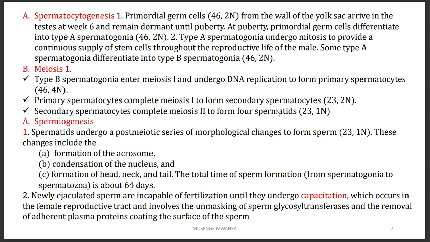So when we form the spermatids, these are not that mature. Even if they are already sperms, they need to undergo some morphological changes, changes in their structure and in their shape. That is now called spermiogenesis. So when these spermatids undergo post-meiotic series of morphological changes, then they're going to become fully mature. So there's going to be formation of the acrosome, condensation of the nucleus, and formation of the head, neck, and tail. So this period of spermiogenesis lasts about 64 days.